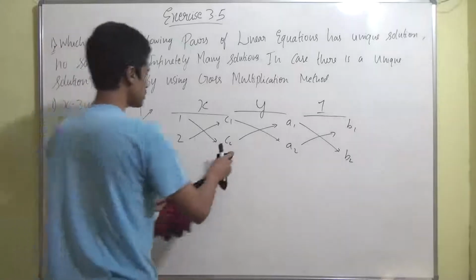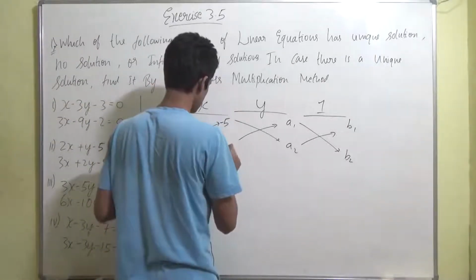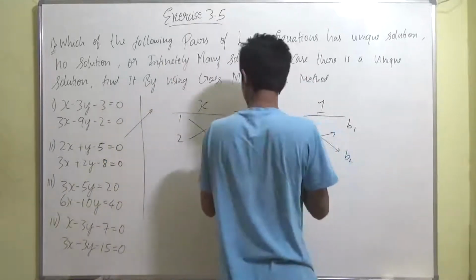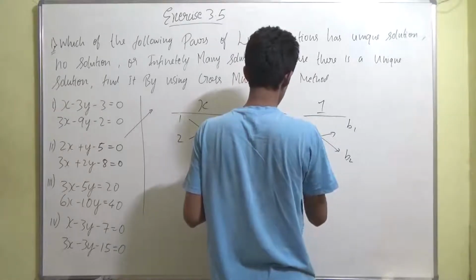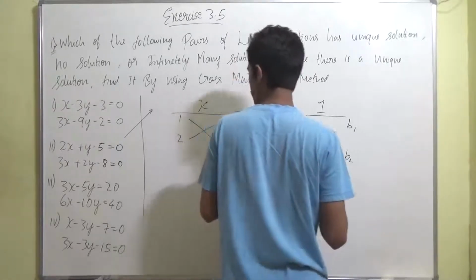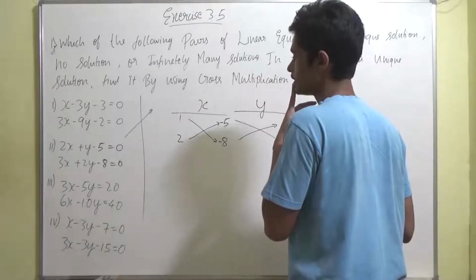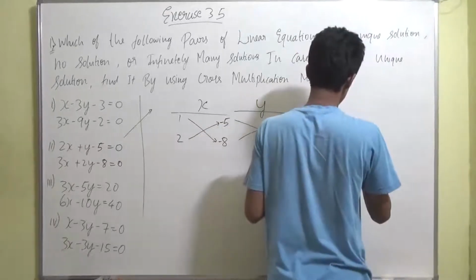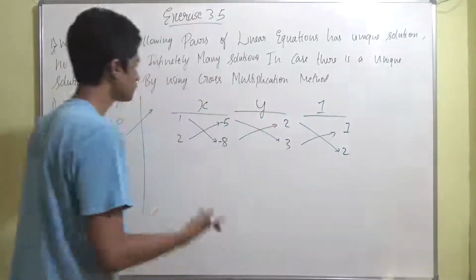So c1 and c2 are minus 5 and minus 8. Now the a1 and a2 values are 2 and 3. Again, the b1 and b2 values are 1 and 2. Yes, it's correct, 1 and 2. Done. Now we will do the further steps.